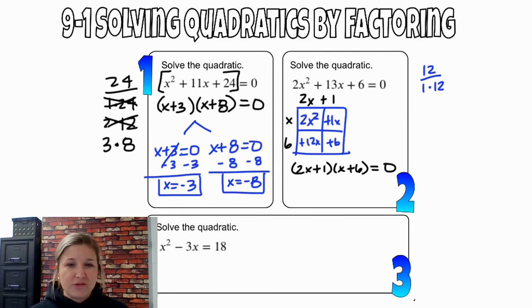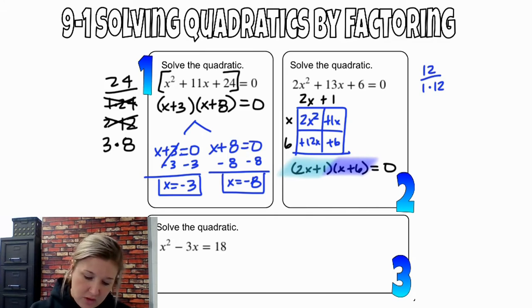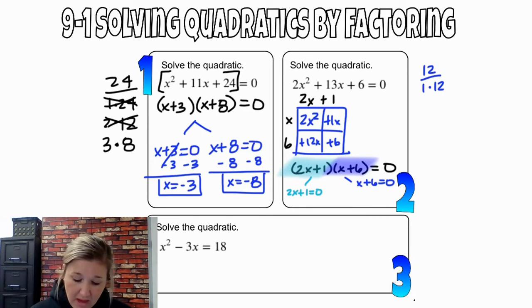So what do I know about one of those two things? One of them is 0. So one of those two factors, okay, so here's a factor and here's a factor. One of those has to be 0. So either 2x plus 1 is equal to 0 or x plus 6 is equal to 0. And then I can go from there.